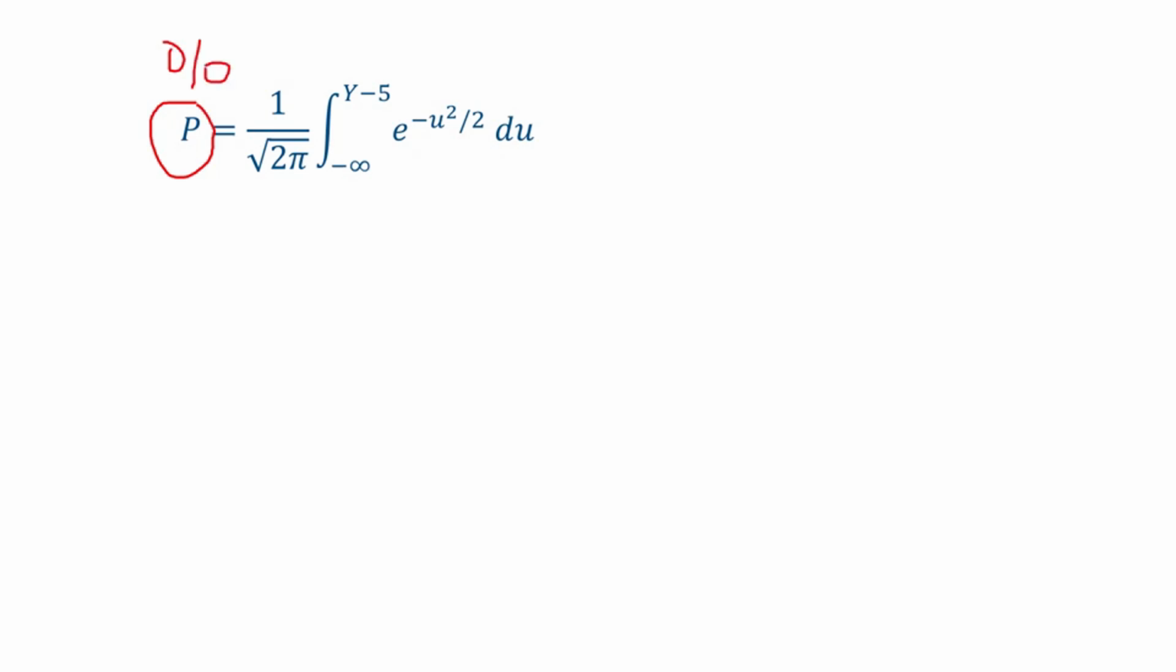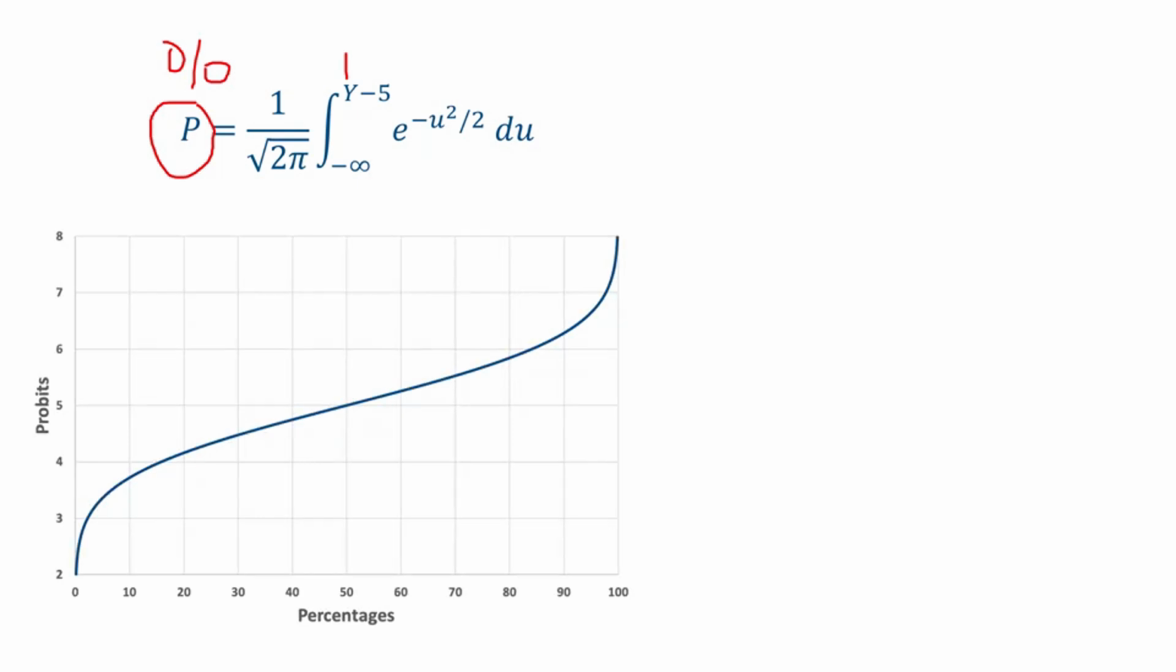So how does all of that work? Well, first, here is the function for that probit transformation. Here, this P represents percentage, and Y over here is the probit. So it's a pretty complicated relationship, right? We see that the percentage is equal to 1 over the square root of 2 pi, times the integral from negative infinity to y minus 5 of e to the negative u squared over 2 du. The visualization for that function looks like this.